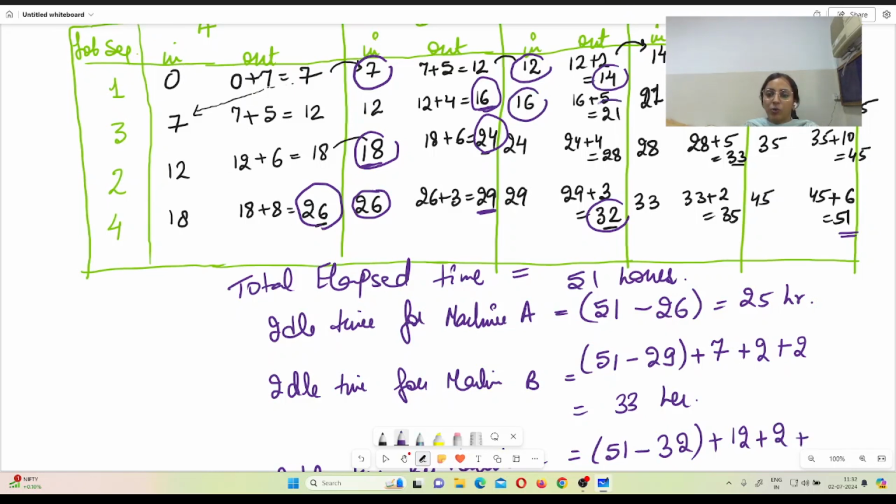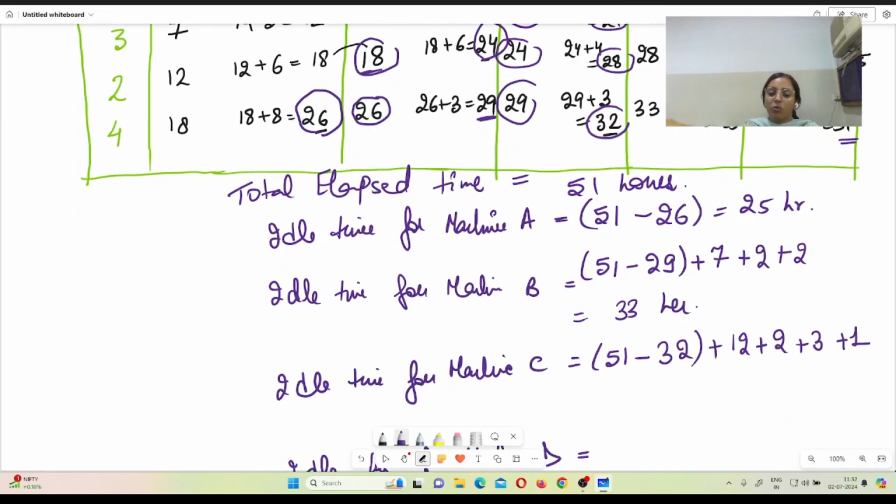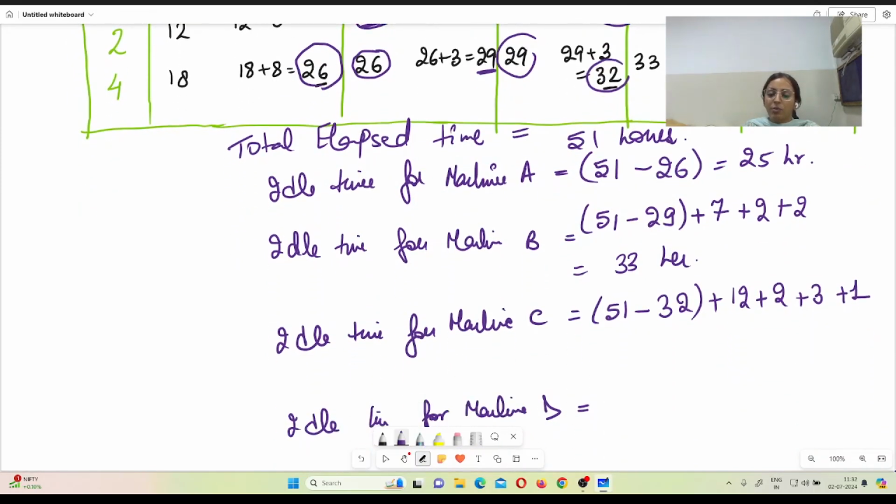Coming further, it is 21 and this is 24. That means 3 hours over here. And in the last, this is 28 and this is 29. Again, 1 hour the machine C has to wait. So calculate all these figures and you're able to find the value of machine C, that is 37 hours. The machine C remains idle.